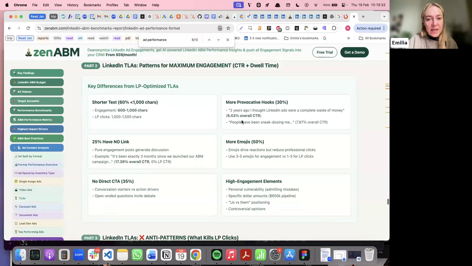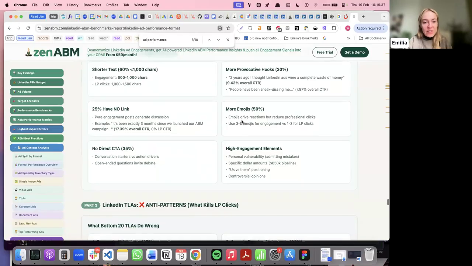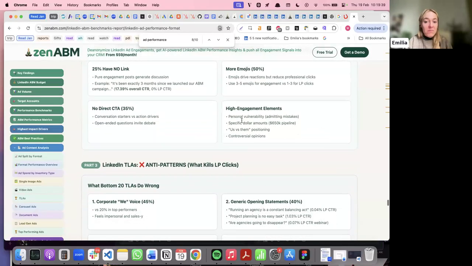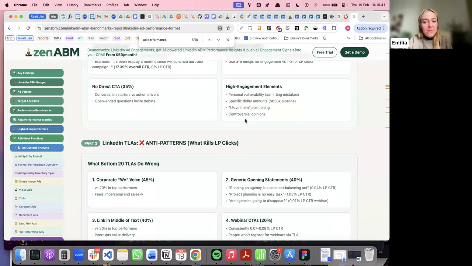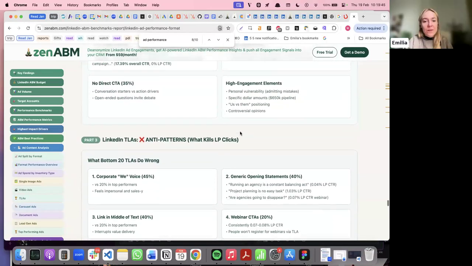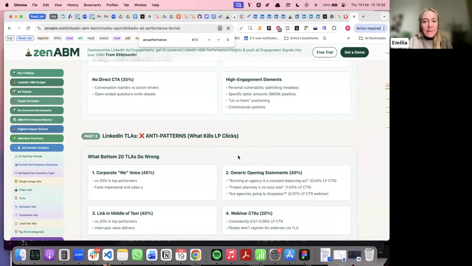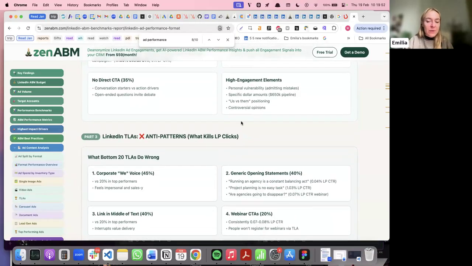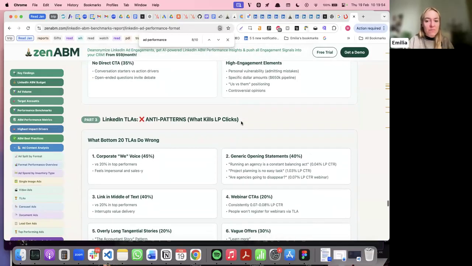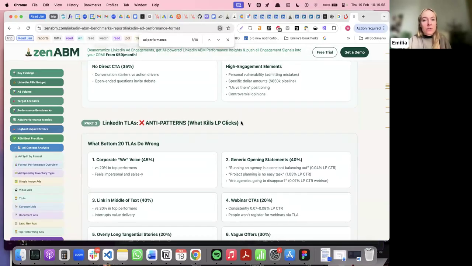For more engagement and longer dwell time, use more provocative hooks. Actually, here it says more emojis, interestingly. So there are some contradictory patterns here. But all of them still are very, very personal, opinionated. This is the point of TLAs, not to just promote your blog posts or reports or webinars.